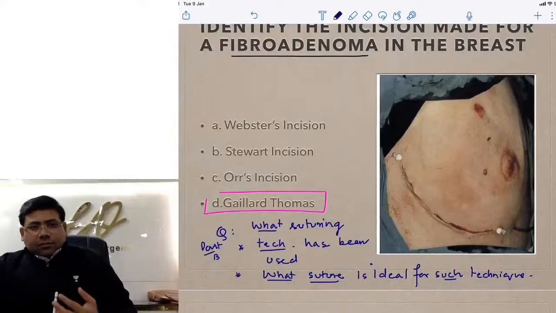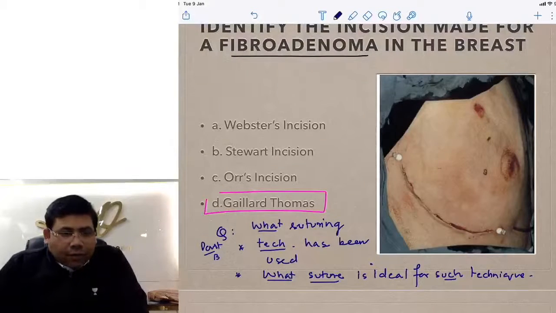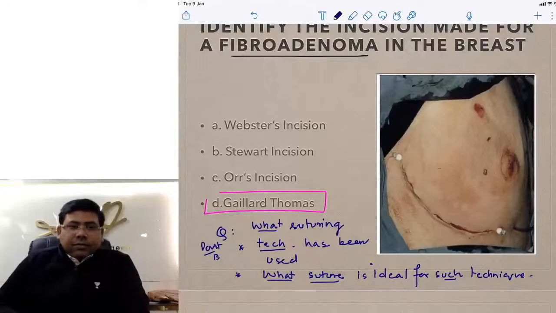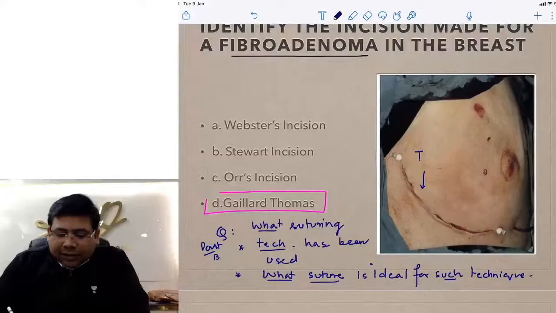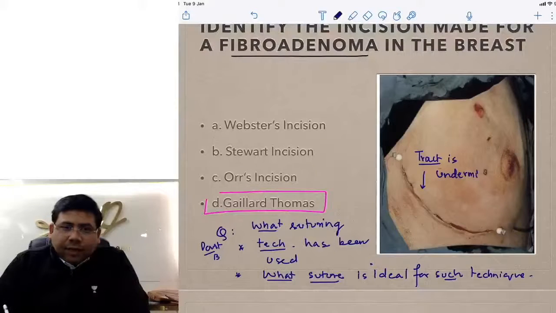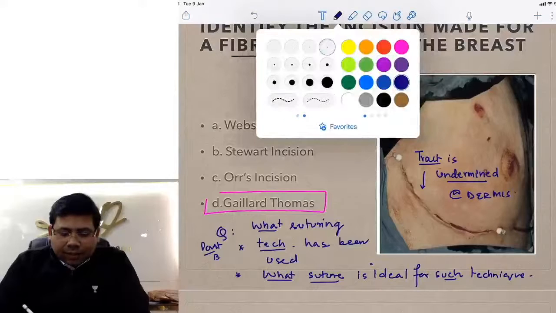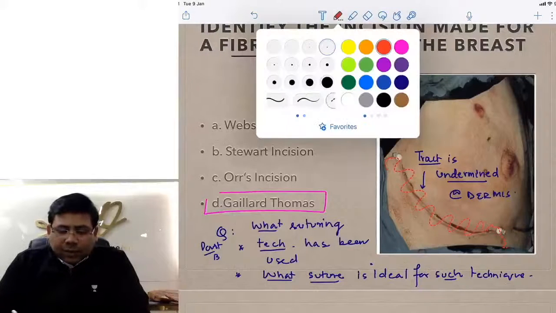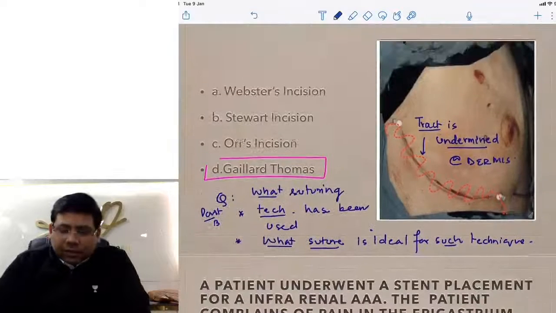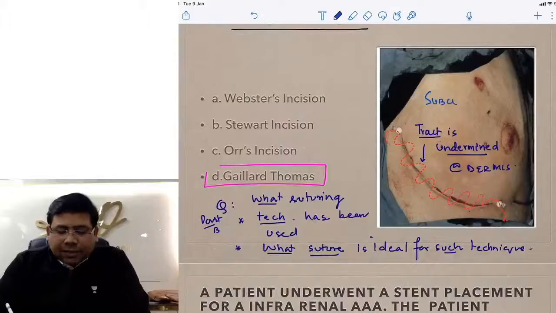Very good, Maria Bashir. So we have subcutaneous. If you see, the tract is undermined, and where is it undermined? At the level of dermis. So if you see, on one side you are able to see the suture, and then you are not able to see the suture line. This is what is the subcutaneous technique, subcutaneous suturing.